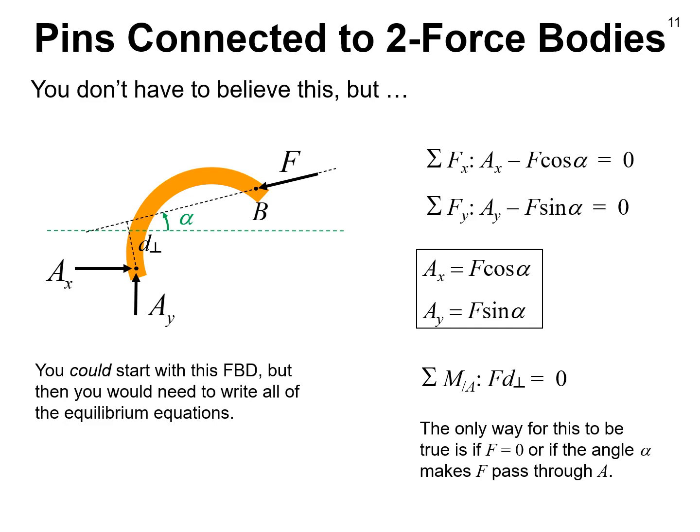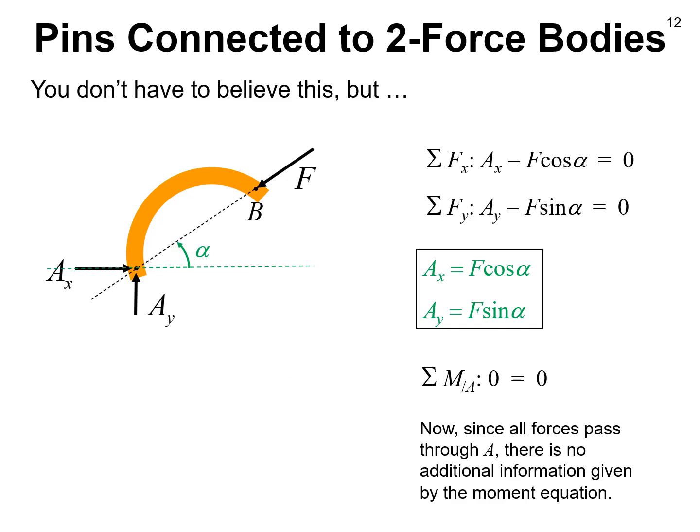So assuming that F is not 0, the only way that equation can be true is if F passes through the point A. In other words, if the angle alpha makes F go through the point A. So let's go back to that case. We cannot avoid this. The force at the point B must go through that endpoint at point A. The two force equations still give me the same result, and now I'll just write them explicitly. AX equals F cosine of alpha, and AY equals F sine of alpha. I'll put that right on the diagram. And now, because the force at B is going through A, it automatically satisfies the moment about A equation.